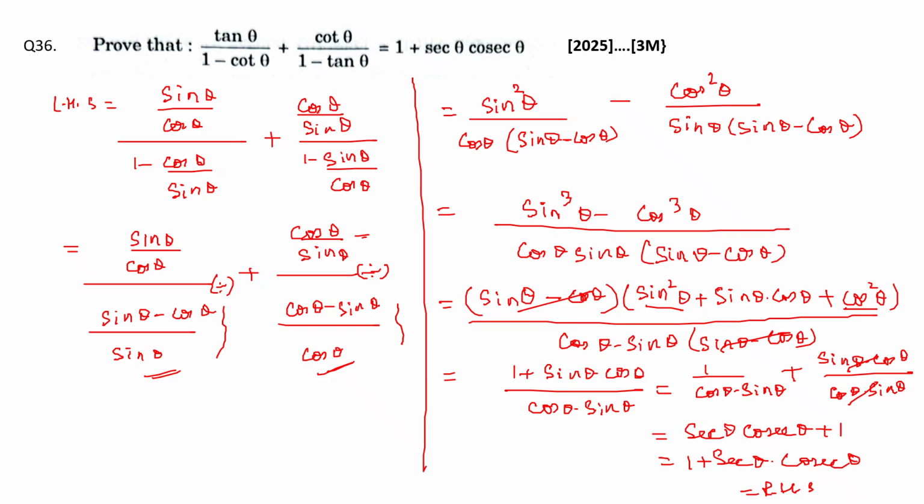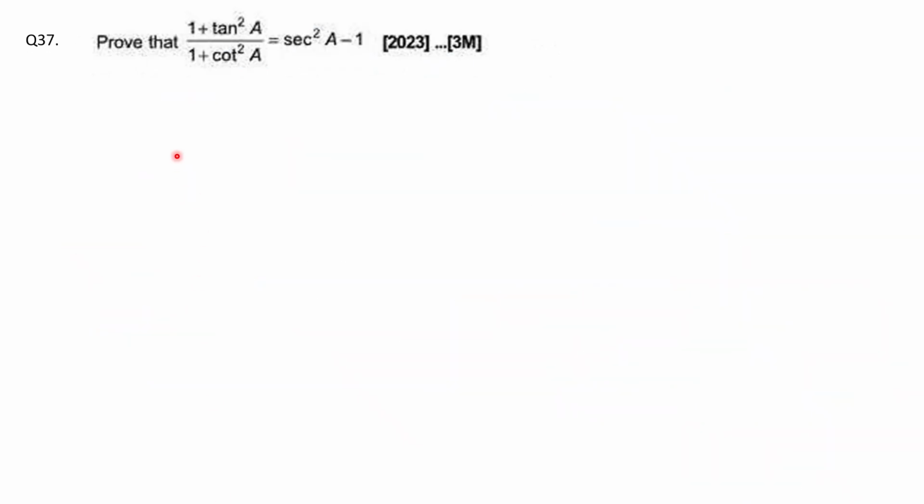Next, question number 37. So here it is: prove that (1 plus tan square A) by (1 plus cot square A) is sec square A minus 1. You can solve in many ways. You can convert tan and cot in the form of sine and cos, and also what I am going to do here is write cot as 1 by tan. So it will become 1 plus 1 by tan square A.